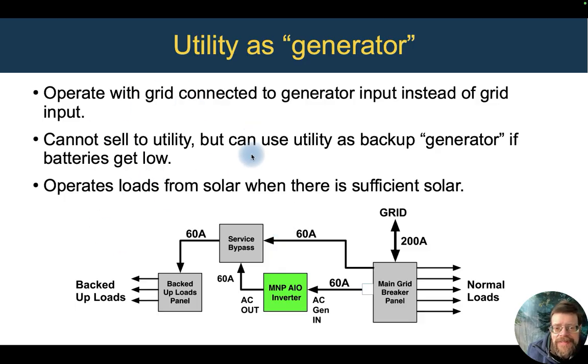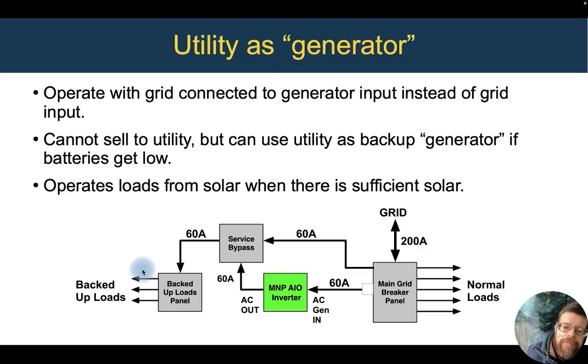Now here's a way we can set it up so we do get some benefit of having the solar, but still don't risk backfeeding power into the grid. Here we've got our main grid breaker panel connected to the grid, and we're pulling off 60 amps going into the generator input of the all-in-one inverter. So same as before, it's just acting like a big battery charger on that input. It's never selling back. It's not operating in parallel with the grid.